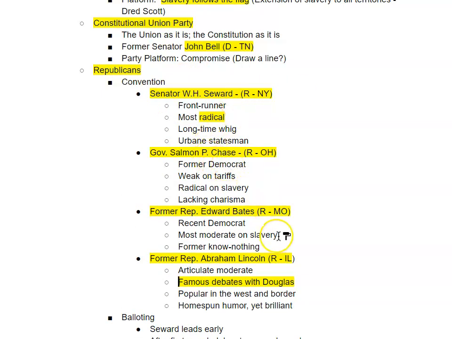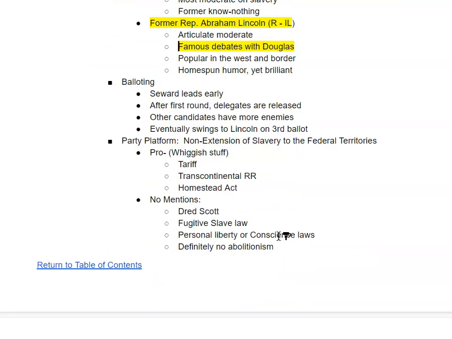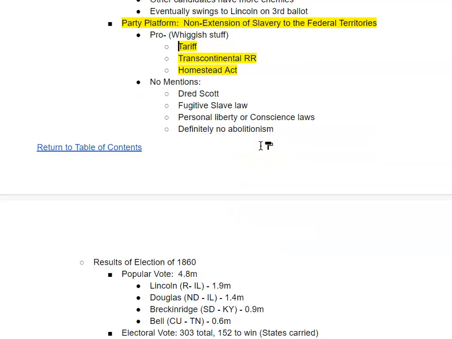And Lincoln, as kind of a compromise candidate in this contested election, becomes the Republican nominee. And their platform is the famous non-extension of slavery to the federal territories. They also support other Whiggish stuff like internal improvements, such as a transcontinental railroad, such as expanding the Homestead Act out to the west and encouraging more settlement to the west, encouraging a strong protective tariff to promote local industries.